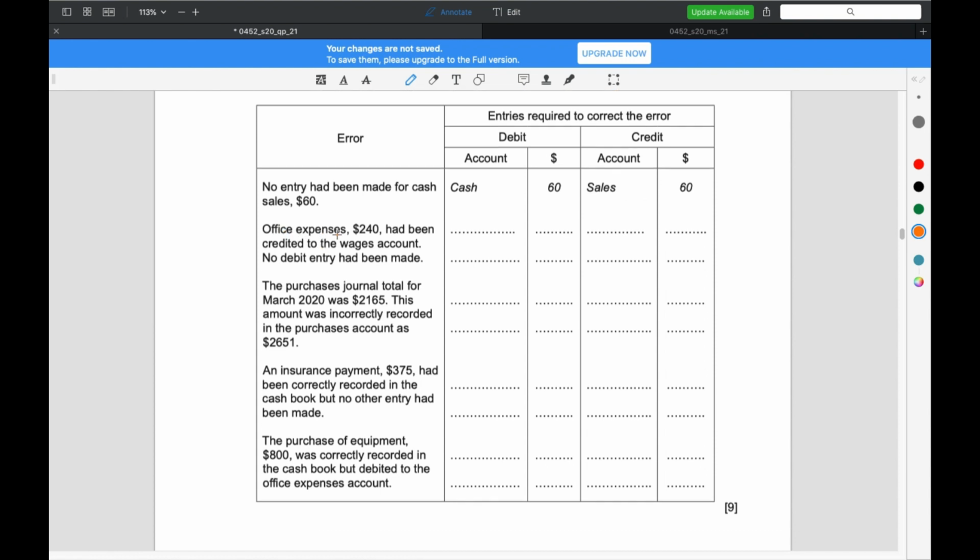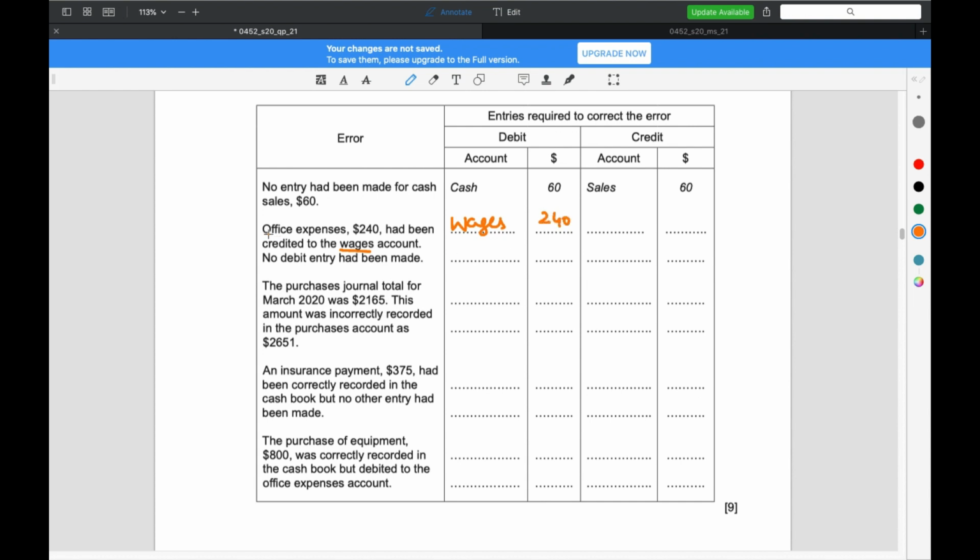Office expenses, which is $240, have been credited to the wages account. No debit entry had been made. This is a problem because the wages account is a debit account, because it's an expense, and office expenses is a debit account as well. So firstly, to cancel the effect on the wages account, because the amount has been credited to it, we have to debit the wages account by $240.